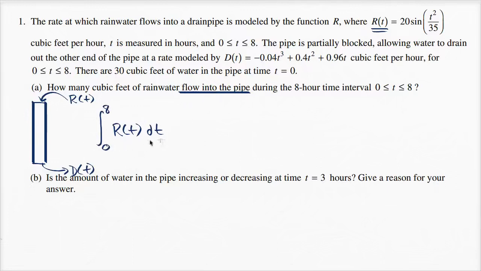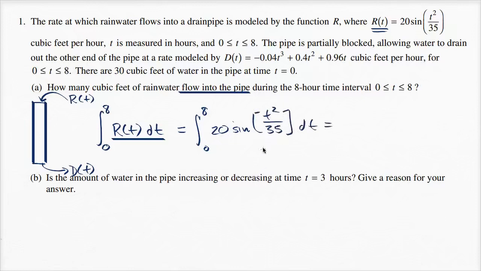So this expression is going to give us how many cubic feet of water flow into the pipe. R of t times dt is the volume that flows in over a very small interval dt, and then we sum it up from t equals 0 to t equals 8. That's the power of the definite integral. So this is equal to the integral from 0 to 8 of 20 sine of t squared over 35 dt. And lucky for us, we can use calculators in this section of the AP exam.